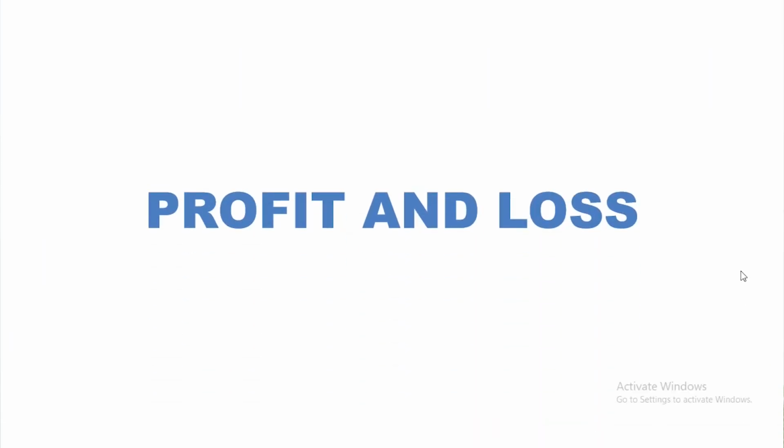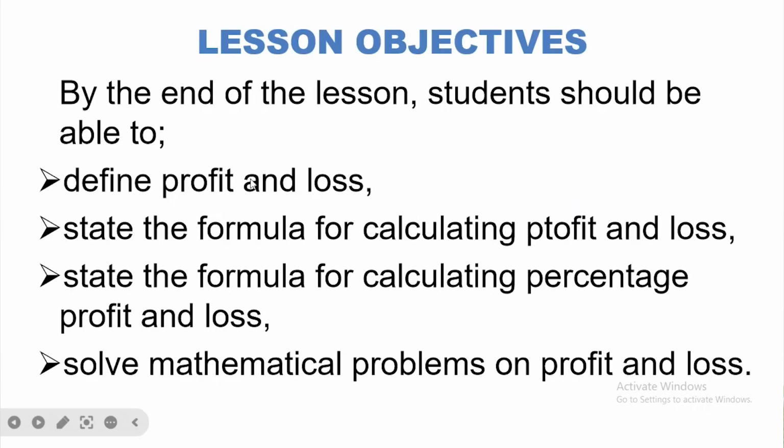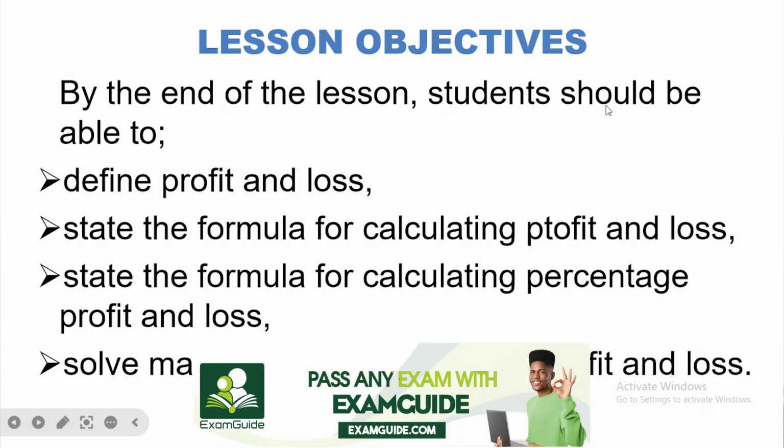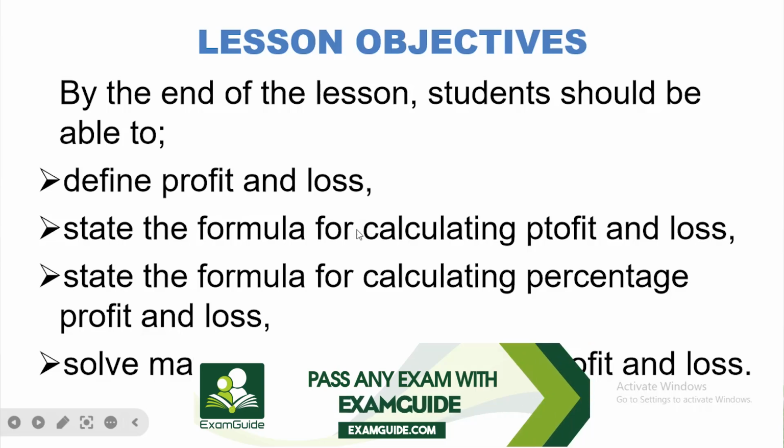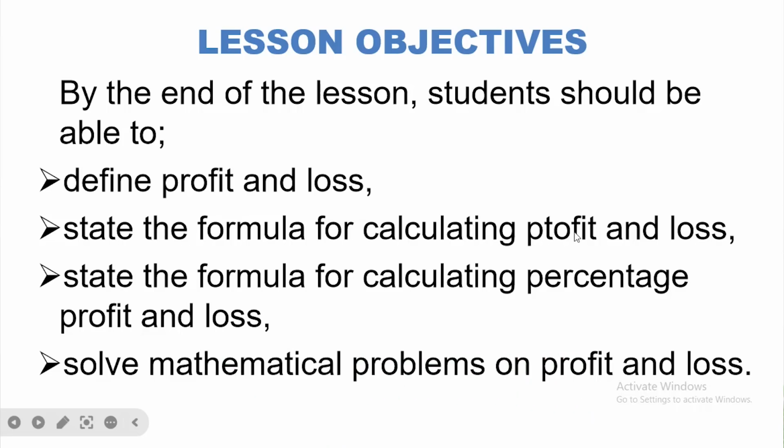Okay, so we'll quickly look at the learning objectives that we have for this lesson. By the end of the lesson, you are expected to define profit and loss. You are supposed to be able to state the formula for calculating profit and loss. You should be able to state the formula for calculating percentage profit and percentage loss, and you should also solve mathematical problems on profit and loss.